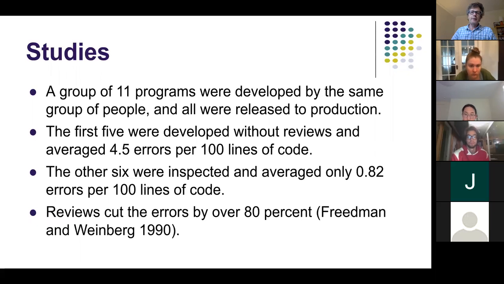A group of 11 programs were developed by the same group of people, and all were released into production. The first 5 were developed without code reviews, and they had 4.5 errors per 100 lines of code. I mean, they literally went in and they looked at this carefully. Then they looked at the 6 that were inspected, and those had less than 1 line per 100 lines of code in error on average. So the reviews cut the errors by over 80%.